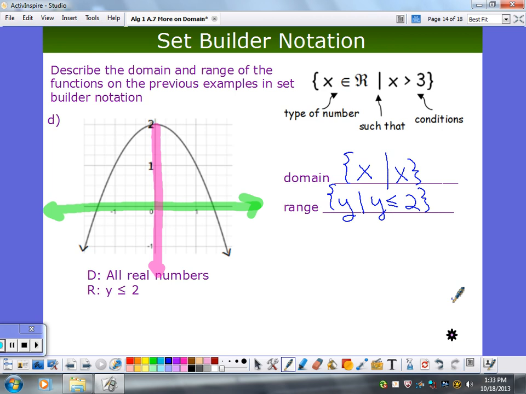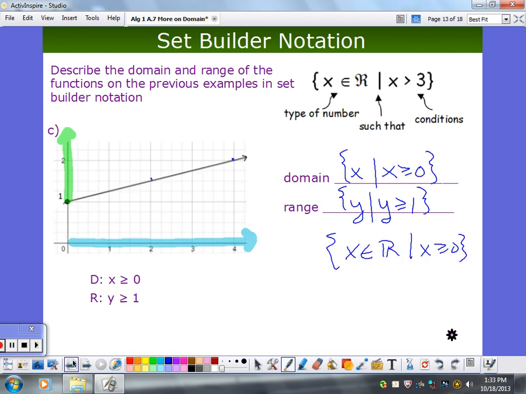Questions? Yes? Can I go to the one before? What's your question? So for the domain, all you have to do is just put the x as a real number? I don't have to. This is what we call the default. X is a real number. If I don't say that, that's what I'm going to assume. X is a real number unless you tell me differently. So you can say it or not say it. It's both correct.